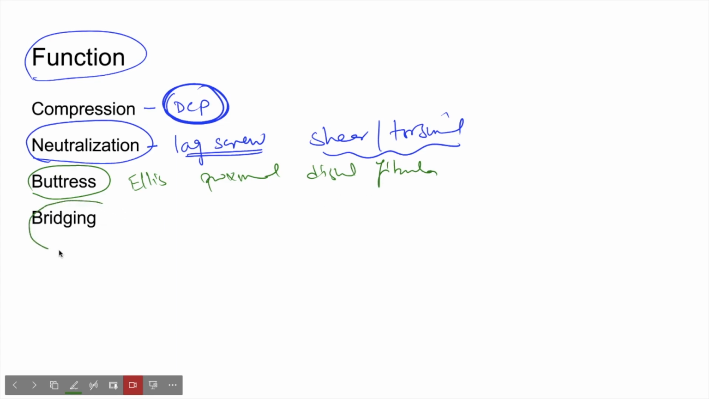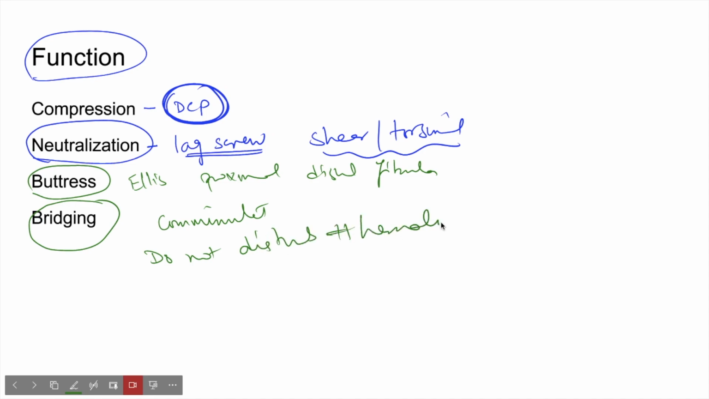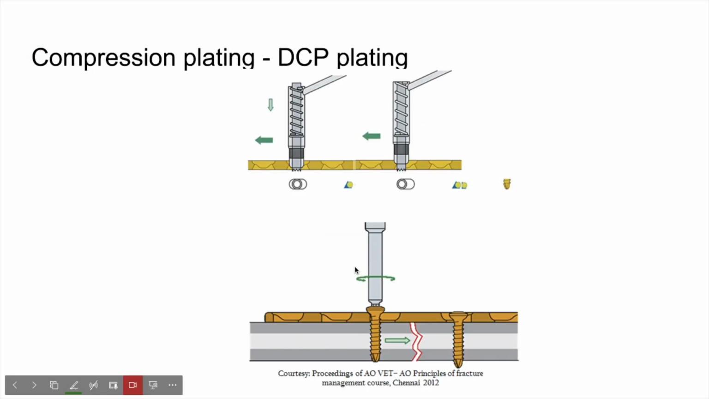Then you have the bridging plate, which is used to bridge a comminuted fracture, where you do not want to disturb the fracture hematoma. This is called a bridging plate, and is commonly used in situations like the tibia and humerus, and this is basically called an internal external fixator. It's called an internal external fixator.